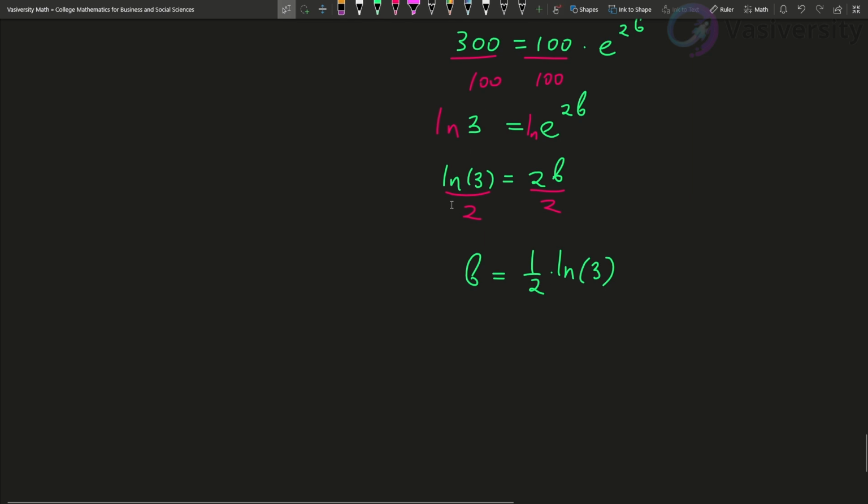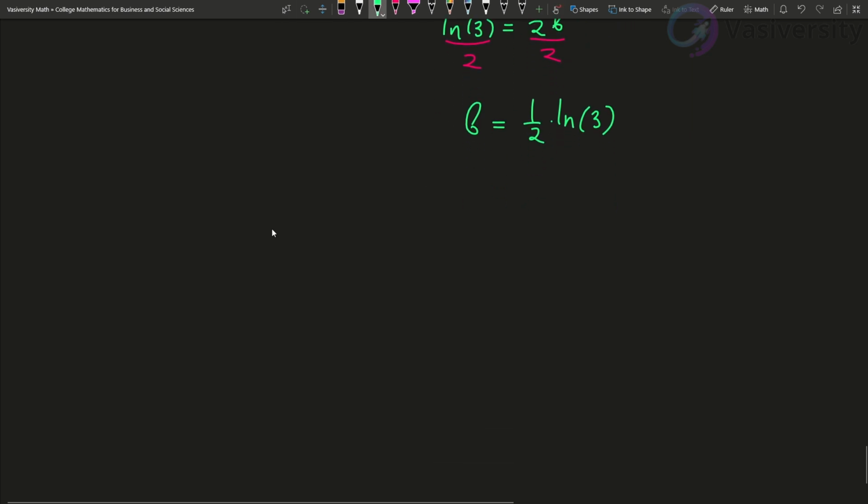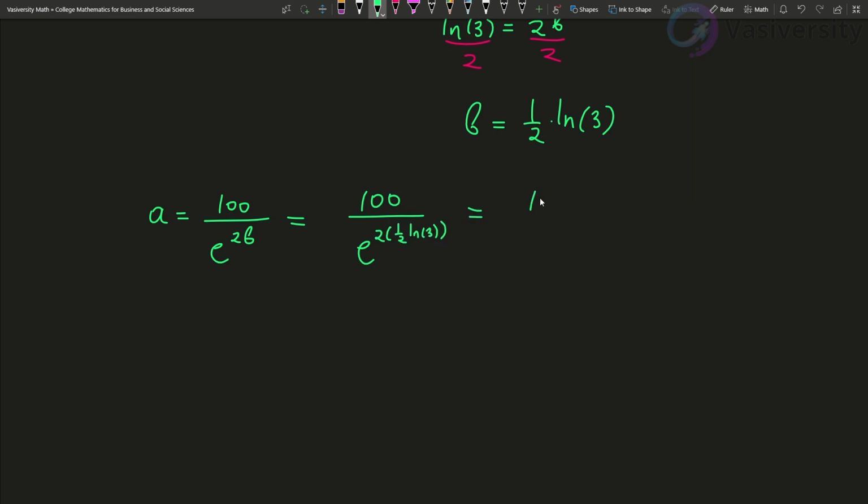Now let's move on to a. So a was 100 divided by e to the 2b. If we plug in our b constant, we have 100 over e to the 2 times 1/2 natural logarithm of 3. So 2 and 1/2 cancel out, and we have 100 over e to the ln of 3. The ln and e cancel out, so we have 100 over 3, which is approximately equal to 33.33.